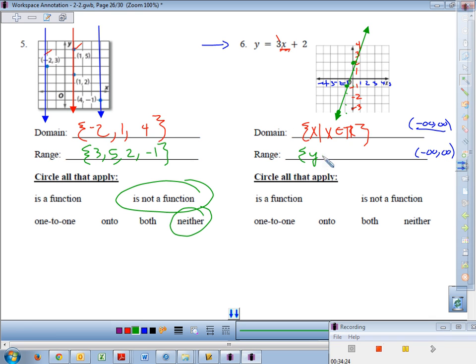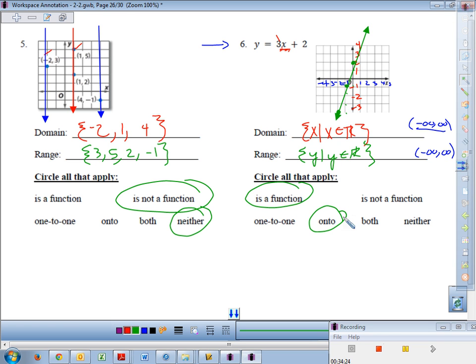So it's the set of all y's such that y is an element of the real number system. Got to use y's because it was range. Cool? Is this a function? Yes or no? Does it pass the VLT? Yes. Meaning, since it's a function, it is automatically onto.